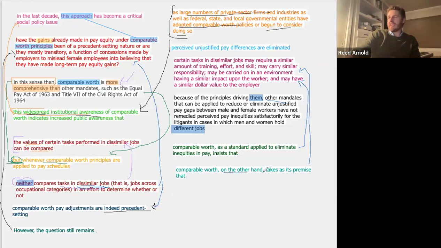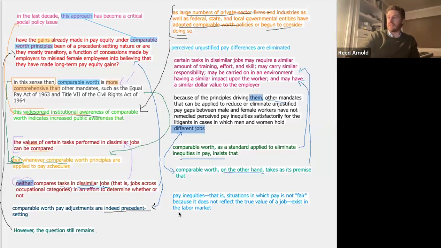I am noticing on the other hand, so we're going to compare that to something else. That might come from here, because this chunk is talking about other mandates. So other mandates didn't deal with different jobs well. Comparable worth, on the other hand, takes as its premise that certain tasks in dissimilar jobs may have similar value. That's what this chunk means. I don't know where this sentence is going to go. We'll figure it out. I think we have two sentences left, or two clauses left.